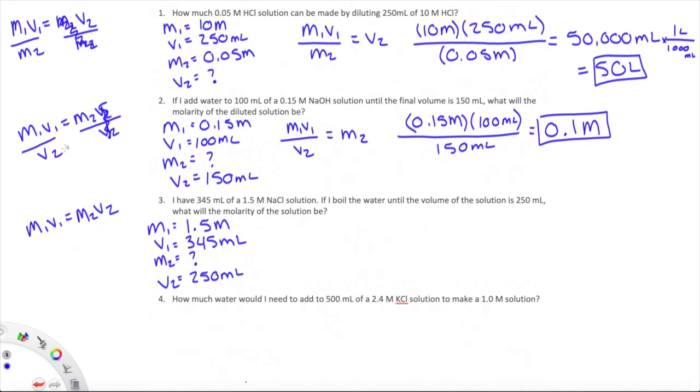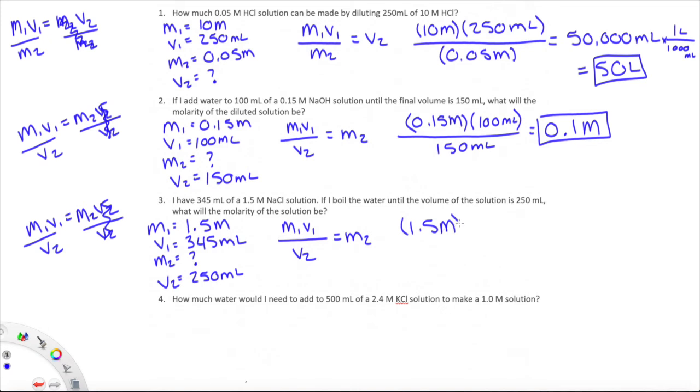So I'm going to rearrange this just like I did with the problem before. I need molarity, or M2, to be isolated on that side of the equation. So I'm going to divide both sides by V2. And my new equation is going to be M1 V1 over V2, and that equals M2. And now I just plug in my variables.